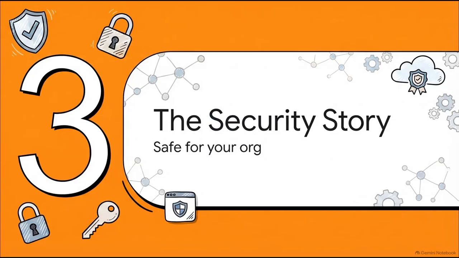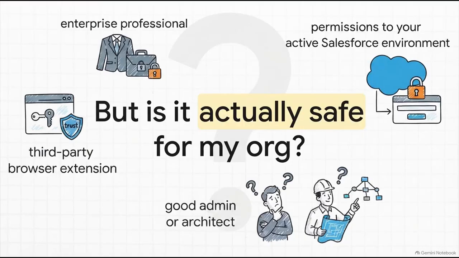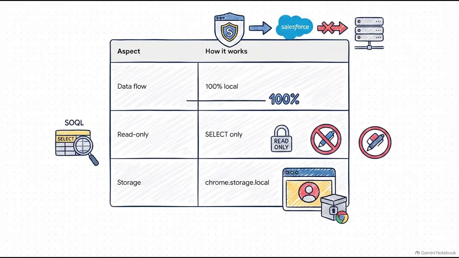Section 3. The security story. Let's talk about keeping your org safe. Now, if you're an enterprise professional, this next part is absolutely crucial. It's the most important section for you. Let's just address the elephant in the room right now. This is a third-party browser extension, and it's asking for permissions to your active Salesforce environment. Any good admin or architect is immediately going to throw their hands up and ask, wait, is this actually safe for my org? And this brilliantly illustrates exactly how Sentinel handles your data.